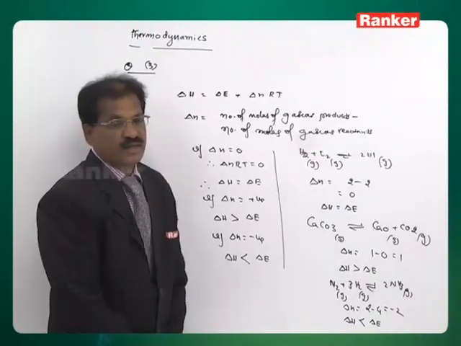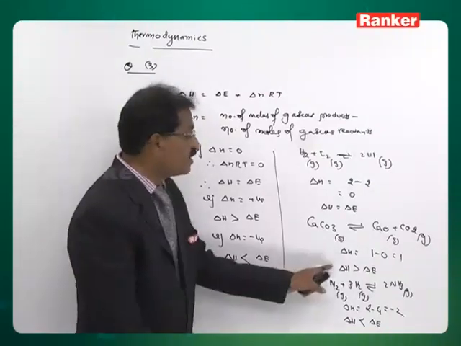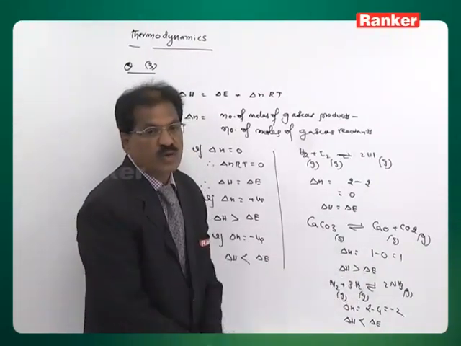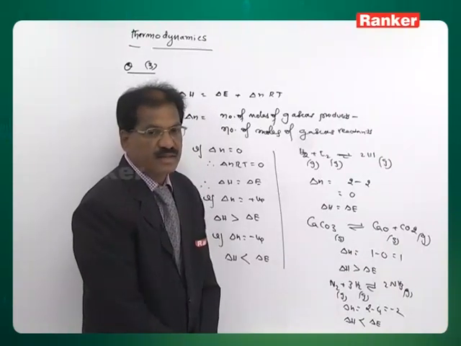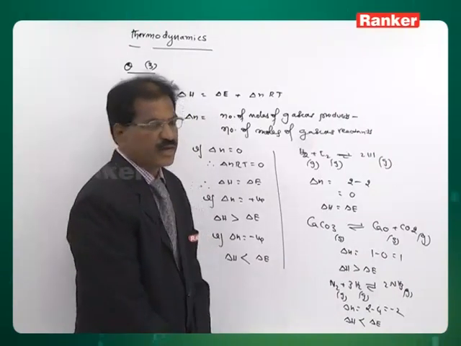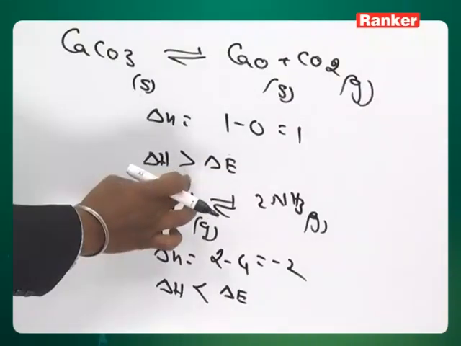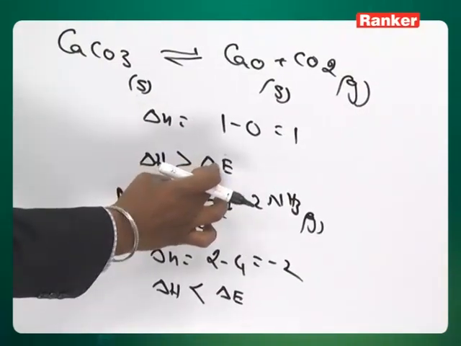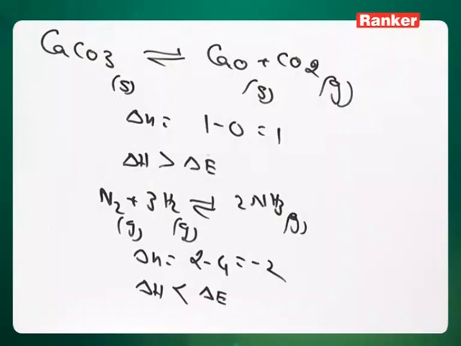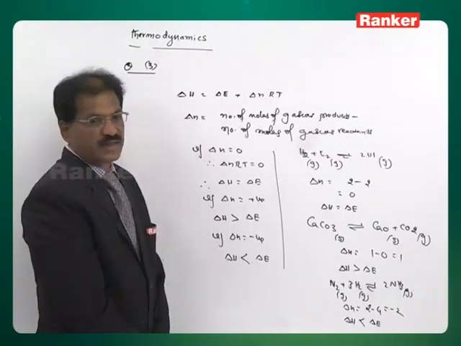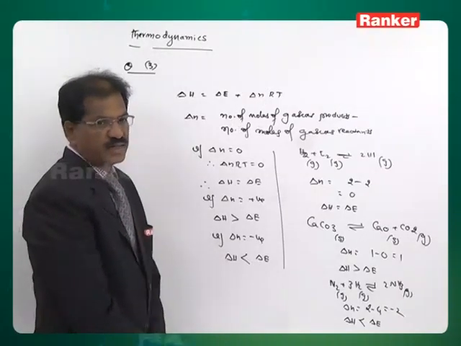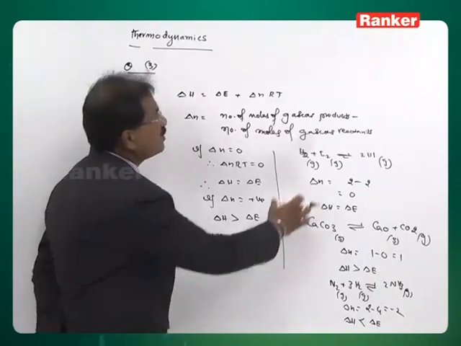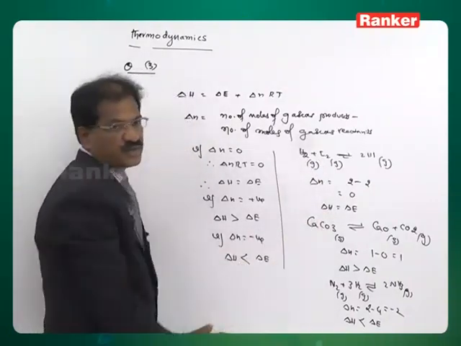But here, in the second option, they said that del H is greater than del E only if the total moles of the products is greater than the number of moles of the reactants. Del H is greater than del E when the total moles of the products is greater than the number of moles of the reactants. Next, in the third option, they said that del H is always less than del E. So we can't say always less than del E. Therefore, third option is wrong.